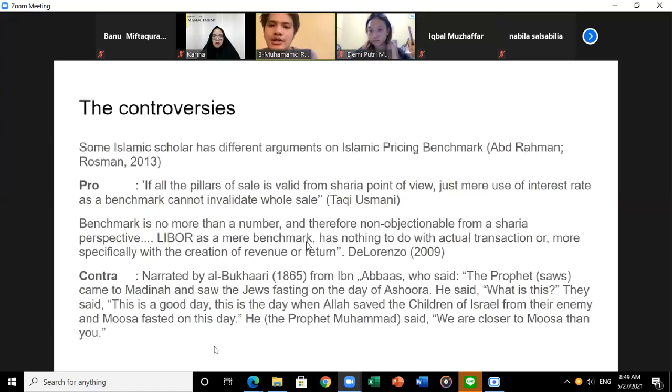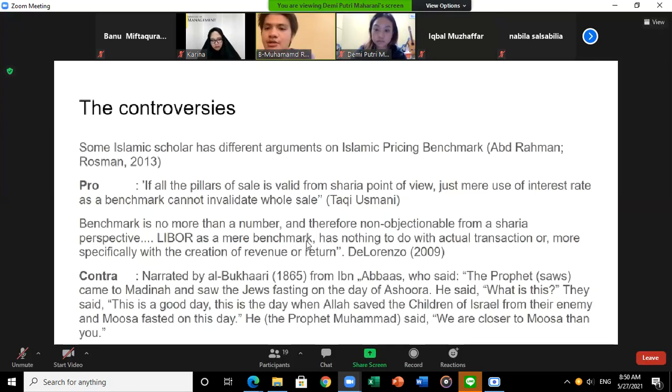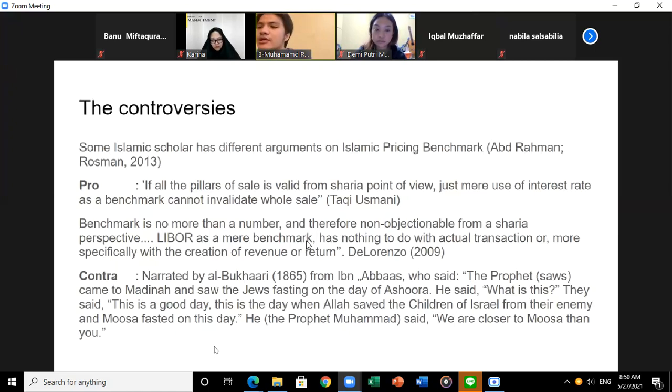And the contra is taking a hadith from Al-Bukhari, from Ibnu Abbas, who said the Prophet came to Medina and saw the Jews fasting on the day of Ashura. He said, "What is this?" They said, "This is a good day. This is the day when Allah saved the children of Israel from their enemy, and Musa fasted on this day." He, the Prophet Muhammad, said, "We are closer to Musa than you."